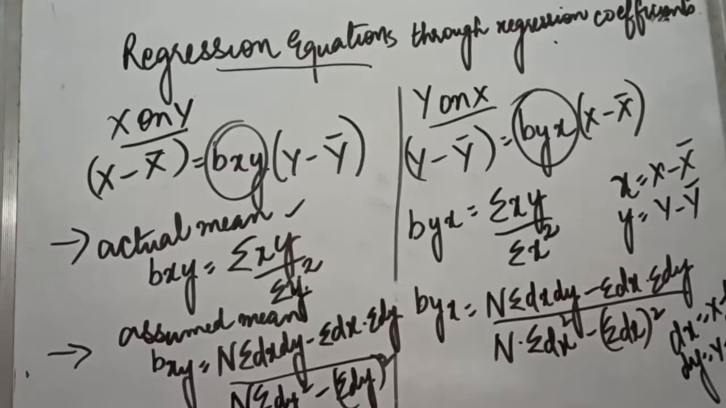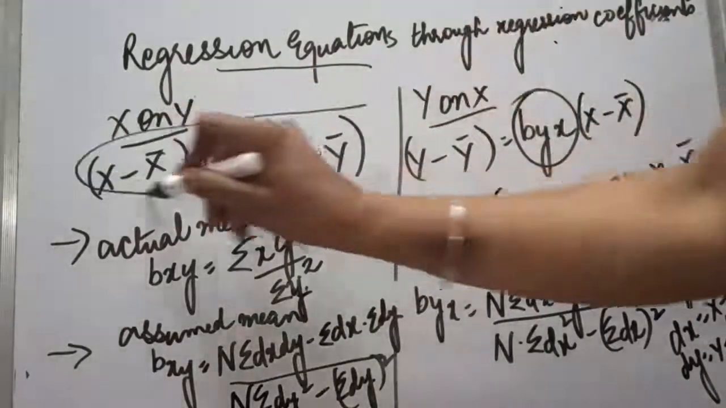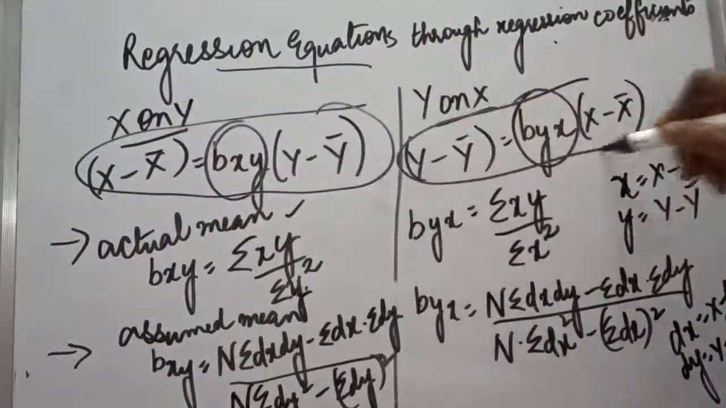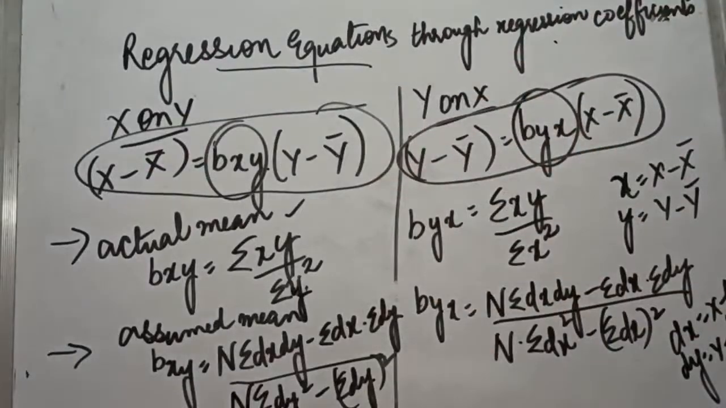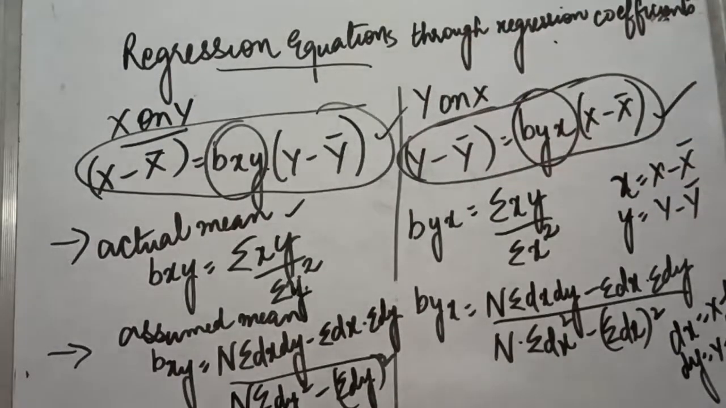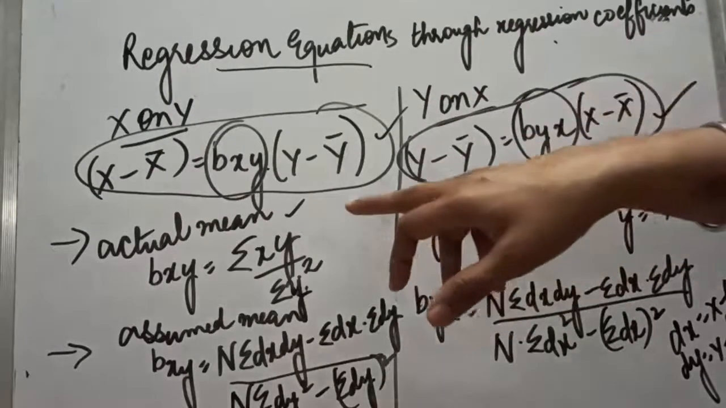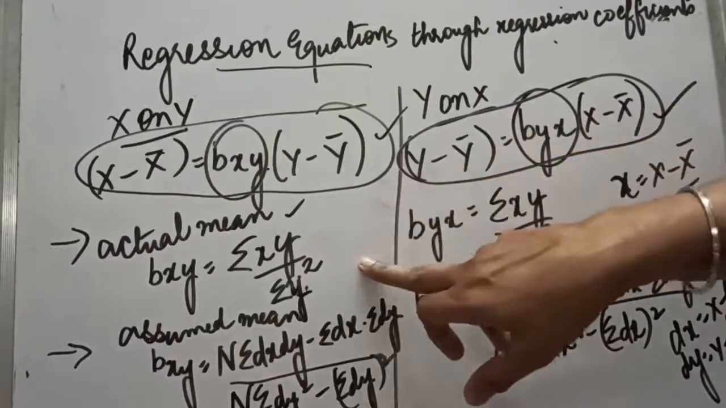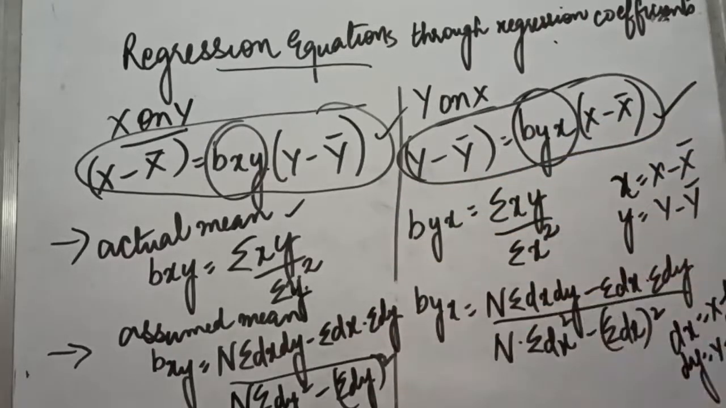Now there is another method also to calculate this bxy, but you should remember one thing: ultimately we have to solve these equations. By any formula you calculate bxy, there is no problem, you will get the same answer, but ultimately these are the two answers that we will have to give. If you see the deviations are taken from the actual mean, apply this formula. If you see deviations are taken from the assumed mean, apply the second formula.